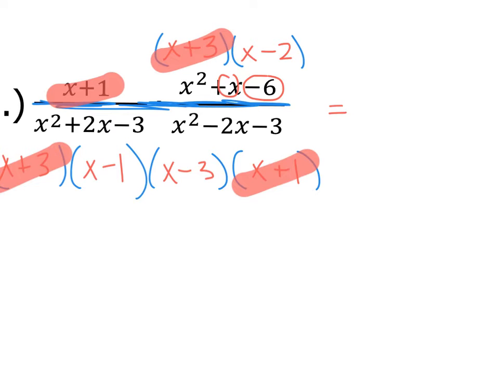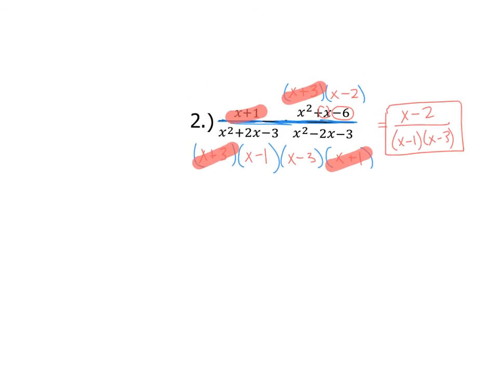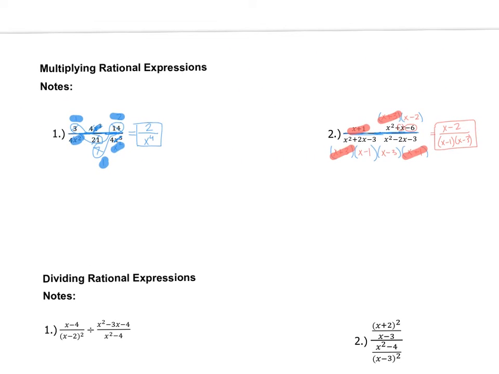So on top, all I have is the x minus 2. And on the bottom, I have x minus 1 and x minus 3. And that's it. That's completely simplified. If you'd like to make the bottom a quadratic by FOILing, you can, but that's the same thing. So that's multiplication, pretty simple. Just multiplying straight across, and factoring. If you remember, just factor first and then cancel if you can.